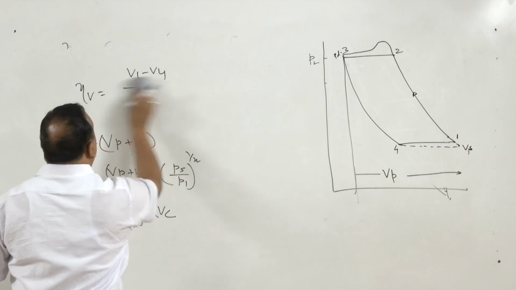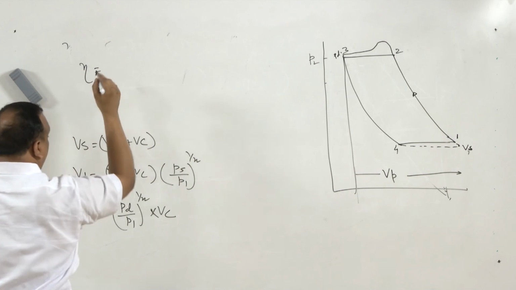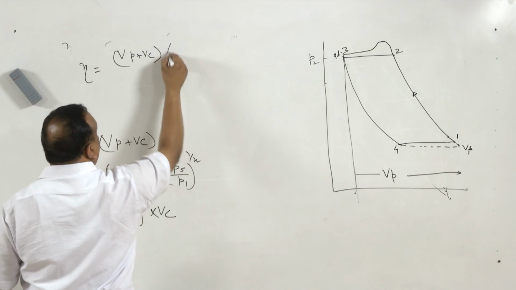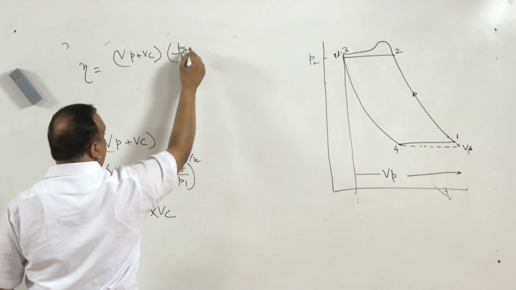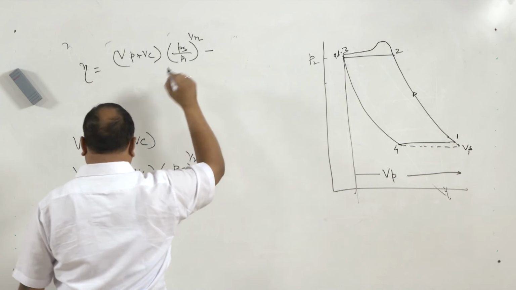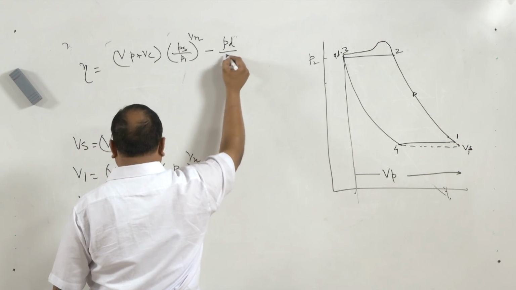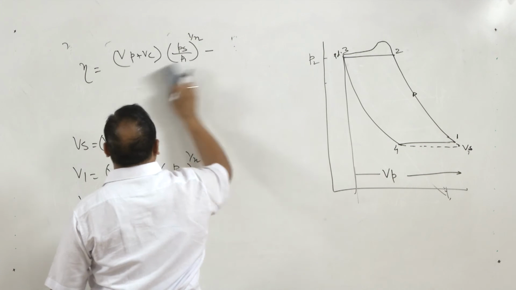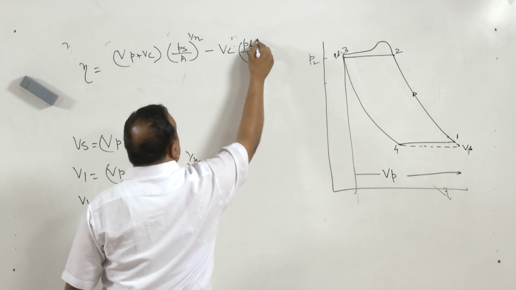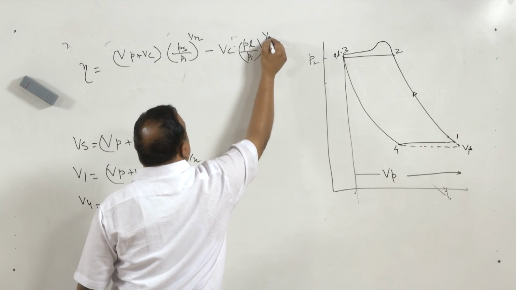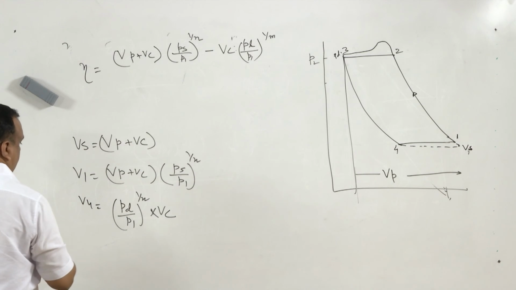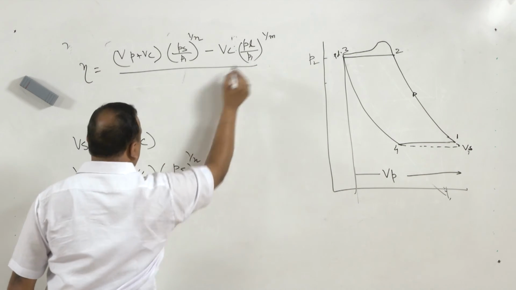So the expression for volumetric efficiency in this case is going to be equal to Vp plus Vc multiplied by Ps by P1 raised to power 1 by n, minus Vc multiplied by PD by P1 raised to power 1 by n, or it can be 1 by m also. This index of expansion can be different from this. So divided by Vp.